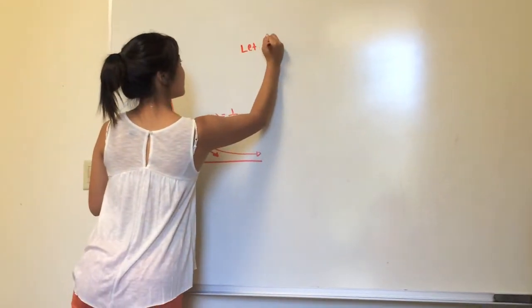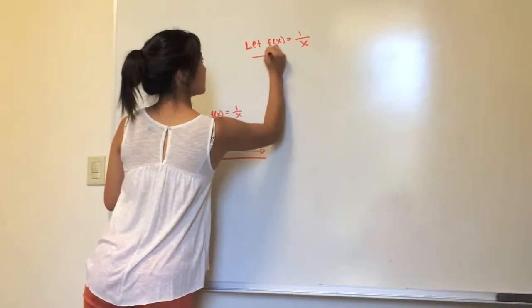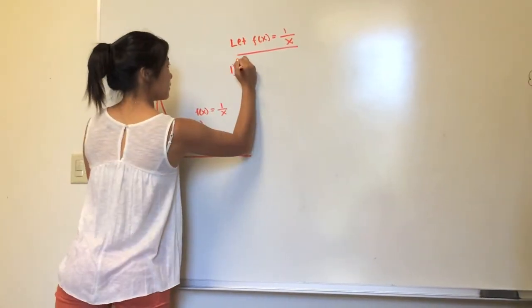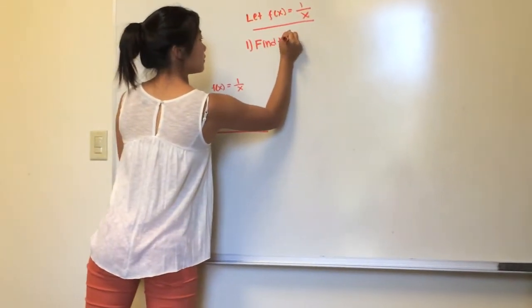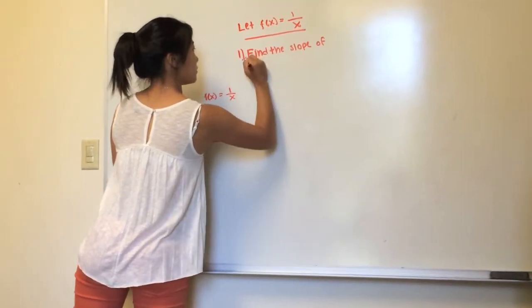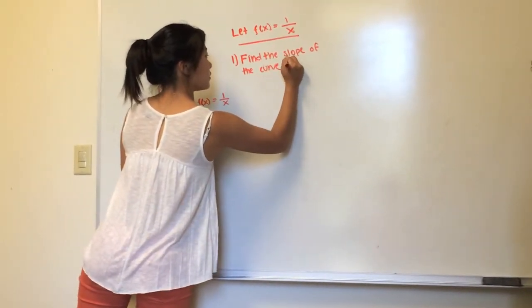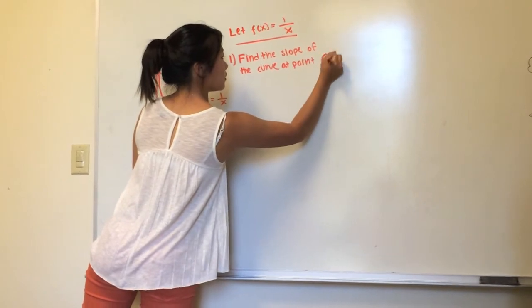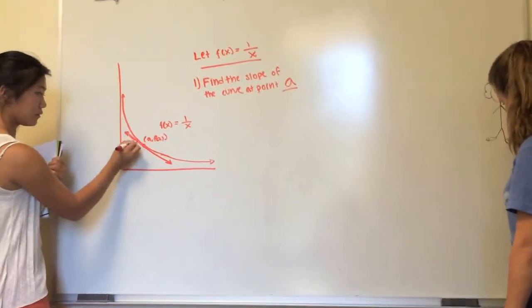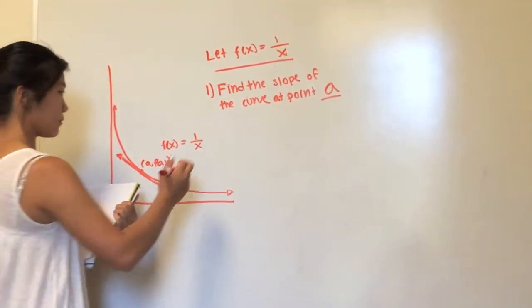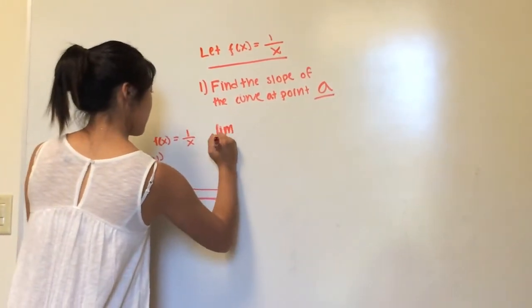Okay, so we're going to try to apply limits to derivatives now, and here's a real example. For this question, we're going to let f of x equal 1 over x. For the first step, we want to find the slope of the curve at point A. As you can see here, at point A we want to find a tangent line, which is going to be equal to our slope at point A.